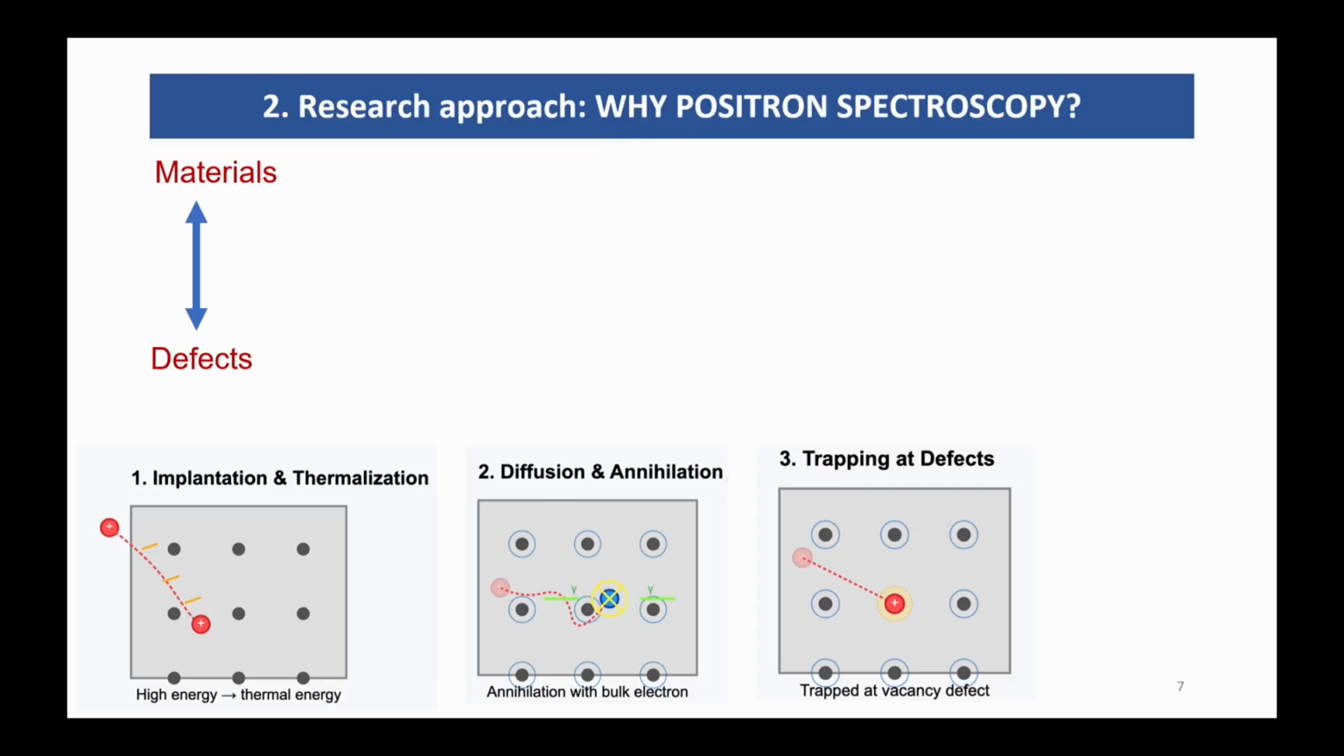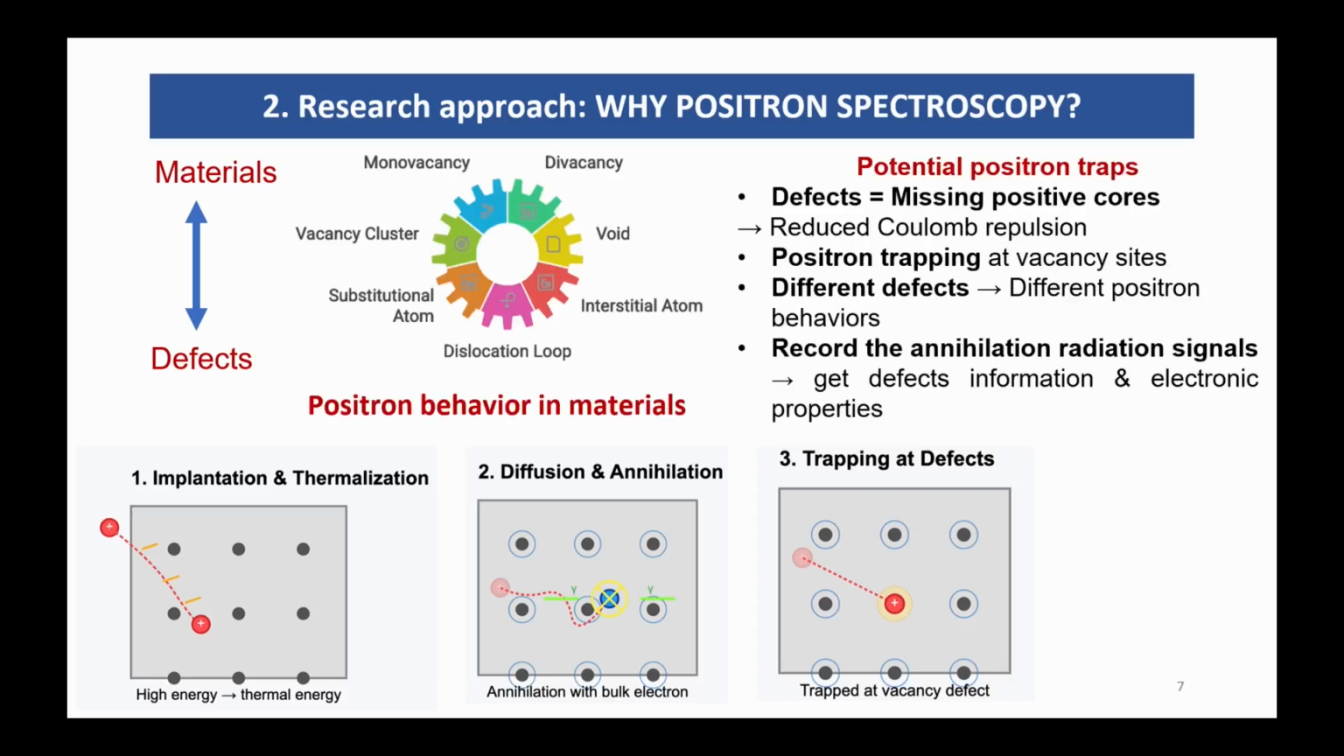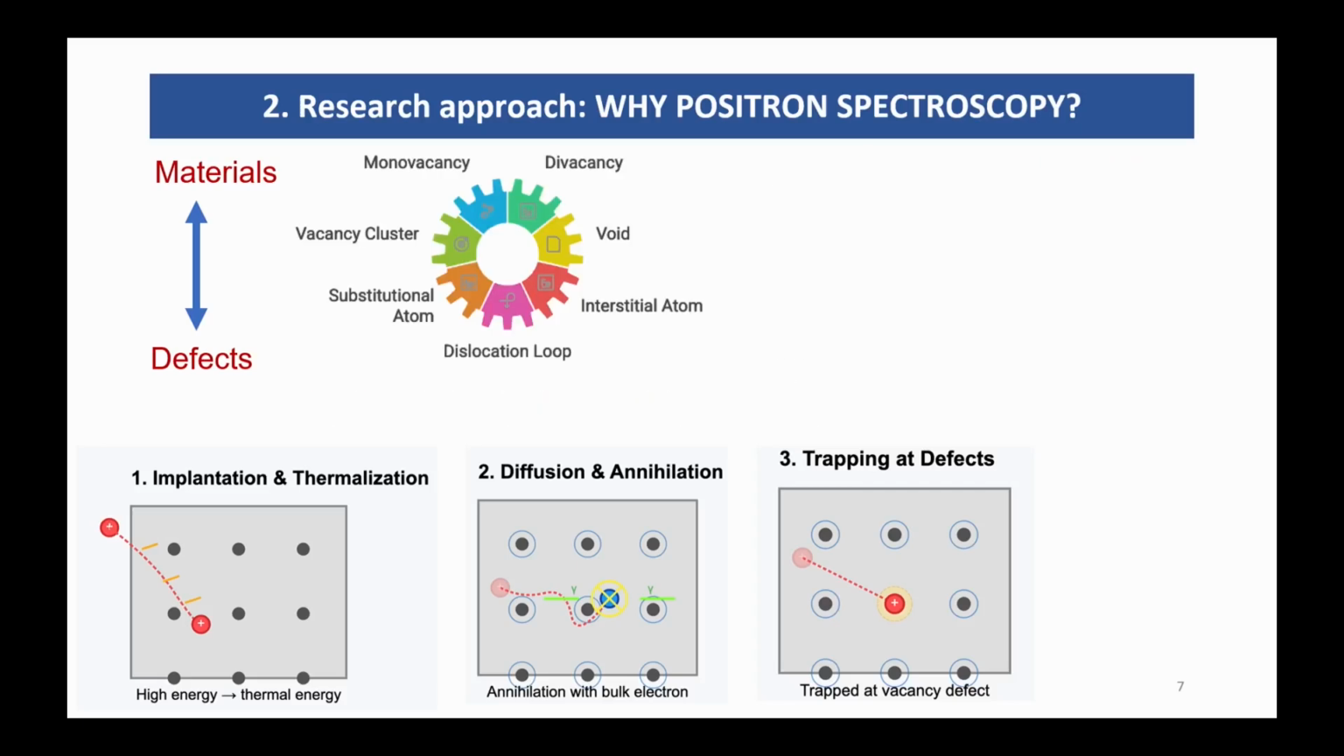Why? Because materials have natural defects. So what is a defect? When you have a perfect lattice, you have no defect. But when you remove one atom, it becomes a monovacancy. When you remove two atoms, it becomes a divacancy. When you remove more than two atoms from the structure, it becomes a vacancy cluster, and it can become a void or other vacancy.